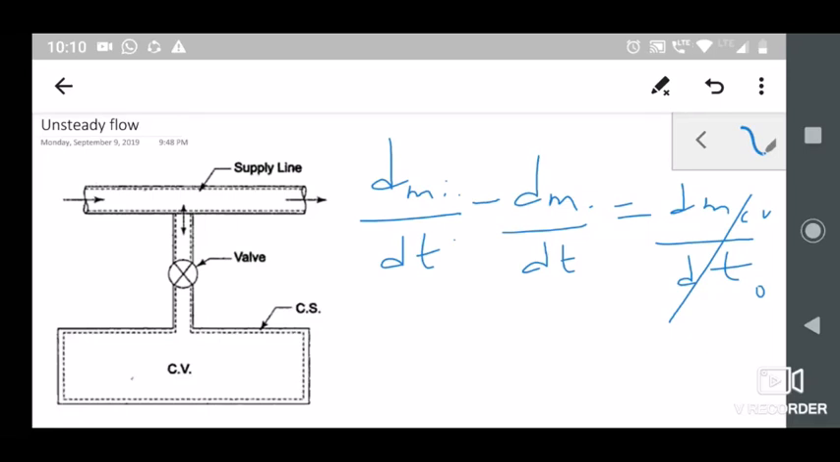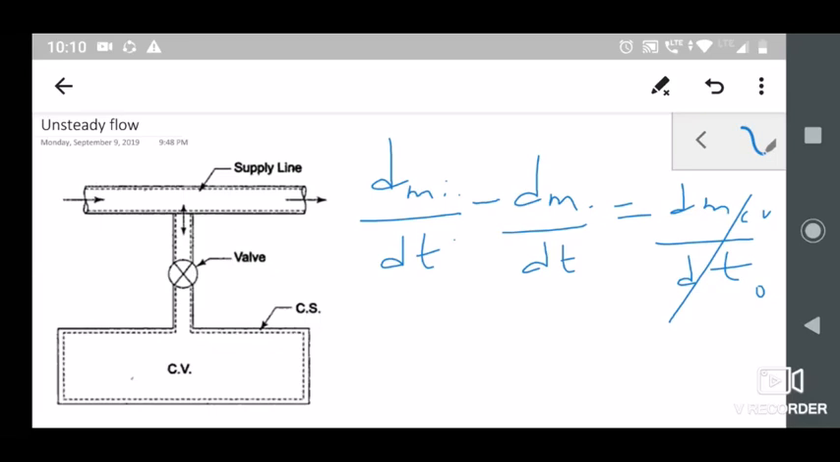But for the case of unsteady flow, this may not be the same. The dm_cv by dt may not be equal to 0, because some mass will be accumulated. So the amount of mass which is entering in may not be equal to the mass which is coming out. Here let us consider one example such that it will be easy for you to understand.